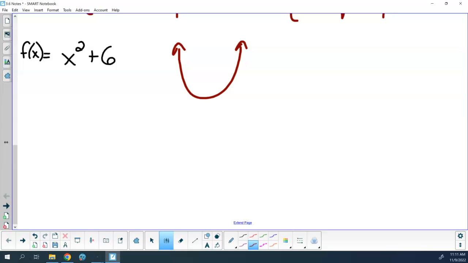What's a point that this parabola goes through? (0,6)? And that's the vertex, actually, right? Yeah, that's actually the vertex. So this point right here is the vertex. So it is also its y-intercept.